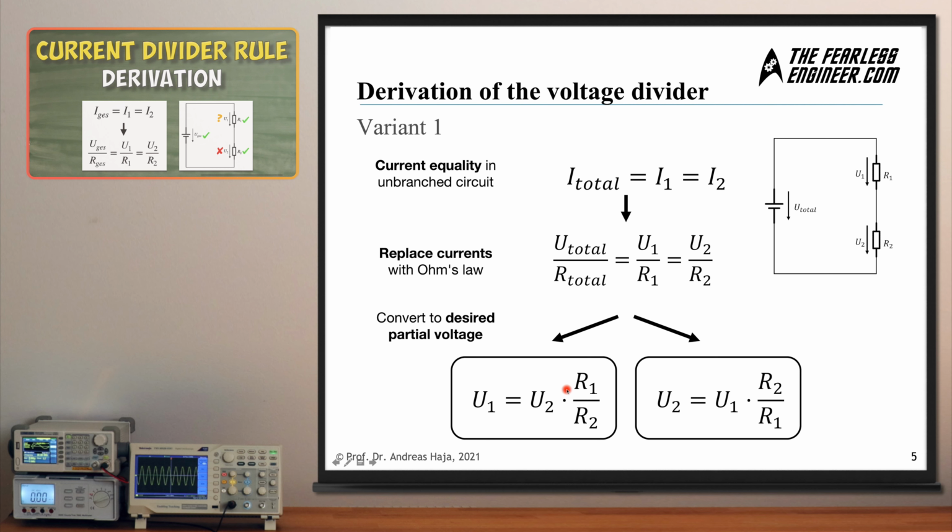And this gives us the left equation or the right equation. With the left one we can compute the voltage drop across the top resistor, and with the right one we can compute the voltage drop across the bottom resistor, which is simply the product of the voltage drop across the first resistor multiplied with the ratio of resistance values, which means the resistance value for the resistor we are looking for divided by the resistance value of the other resistor, and vice versa for the situation where you are investigating the voltage drop across U2. So even though we have two equations, this is the first variant of the voltage divider.